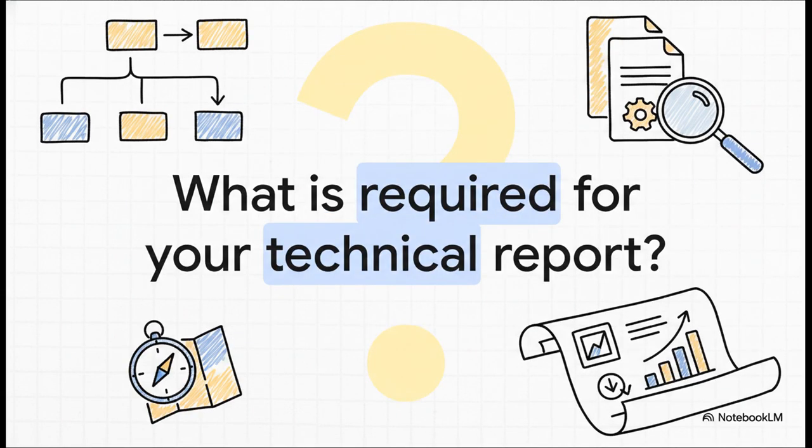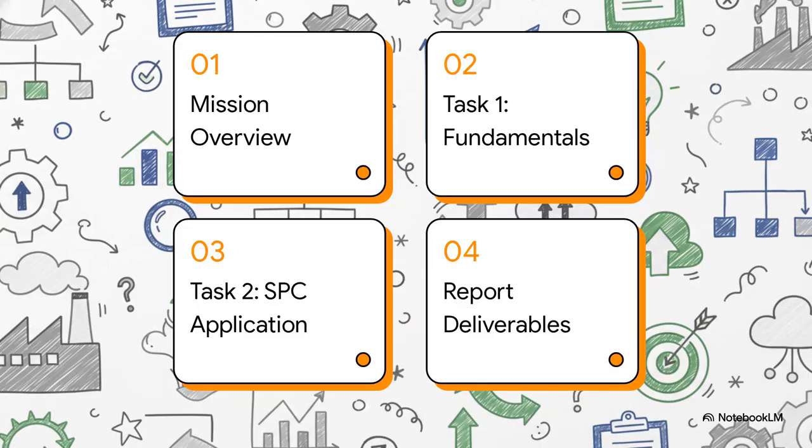So what's the core mission here? Simple. You're putting together a technical report that shows you've totally mastered quality and process improvement. Now this briefing is going to laser focus on those first two critical tasks to make sure you start off strong. So here's our game plan.